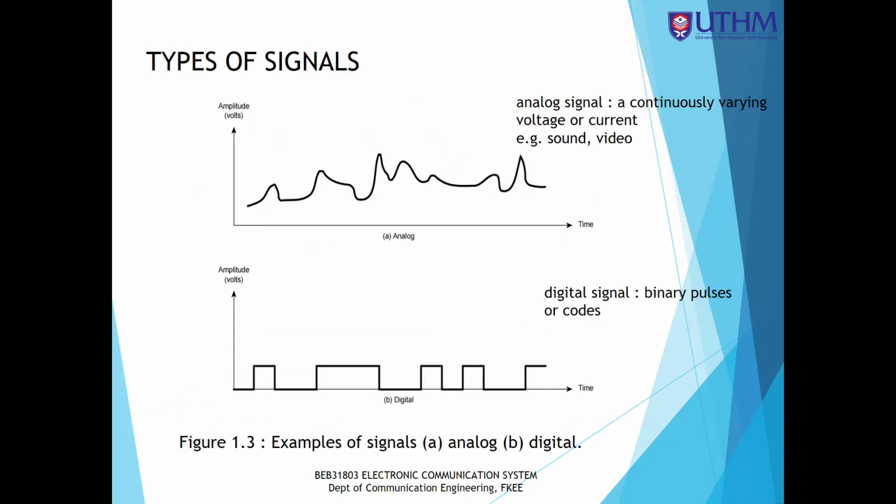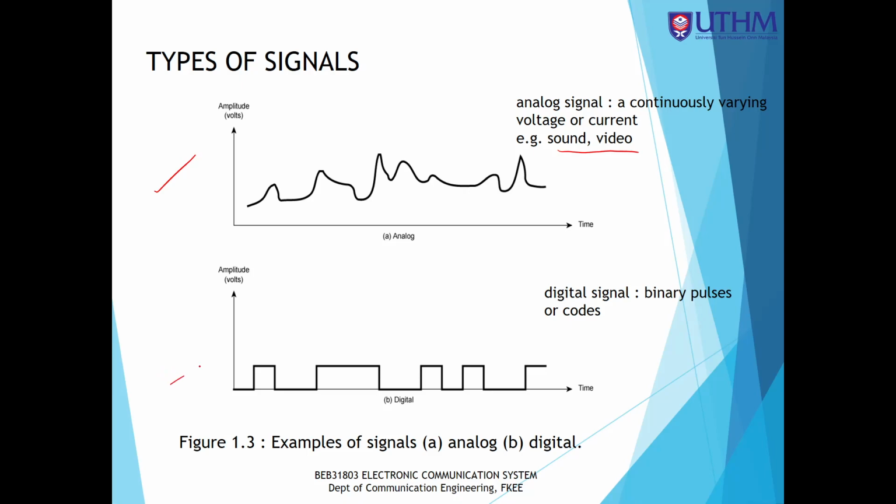Types of signals. I believe you already know about this. We have two types of signal: analog and digital signals. The first one is the analog signal. Remember, an analog signal is continuous over time and it has infinite shape. Signal analog ini adalah continuous terhadap masa dan dia mempunyai bentuk yang pelbagai, infinite shape. For example, sound and video. So you see that it is continuous over time. Dia berterusan terhadap masa.